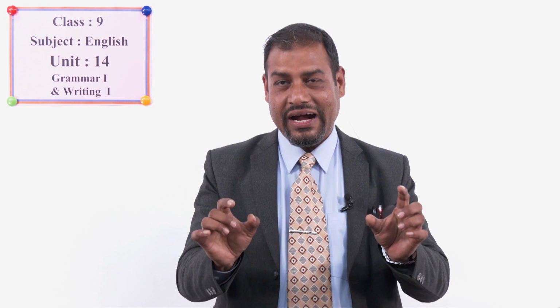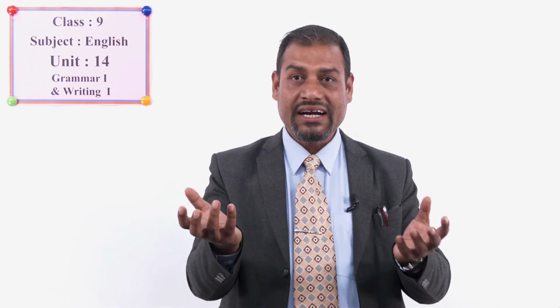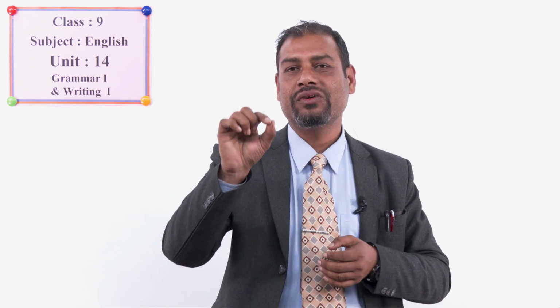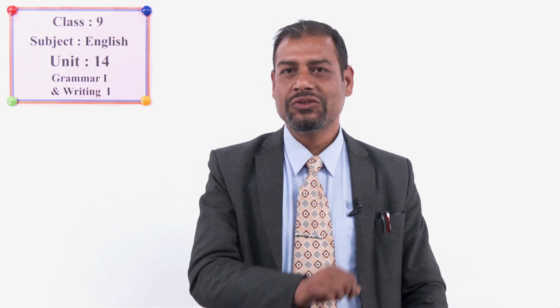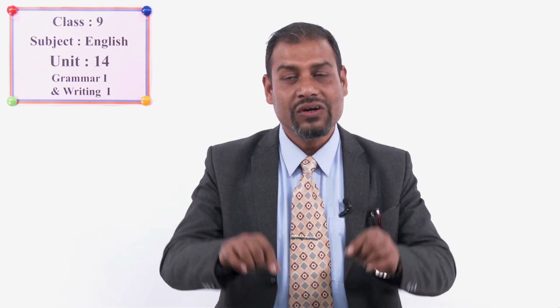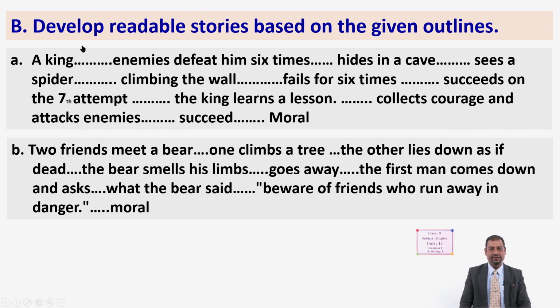Okay. So after this, if the story has a moral, what lesson do we get from that story? You have to write down the lesson also. That is what we call moral. So for this one, we are going to write a short story based on the given outline. So let's start with the first story. Now the instruction says to develop readable stories based on the given outlines. So first of all, you have to read the outlines very carefully and make a plot, and then you have to start writing your story. Okay, so I want to read this outline and you also read with me.